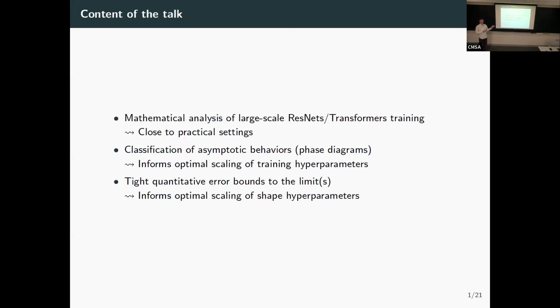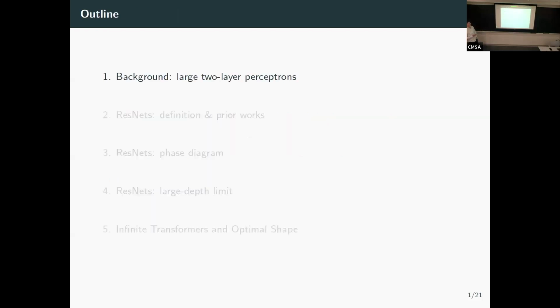And I will argue that this can be helpful to understand what is the optimal way to shape an architecture such as a ResNet. When I say transformer, I'm thinking of ResNets. These are a particular kind of transformer, of residual architecture. The key keyword today is residual neural network.